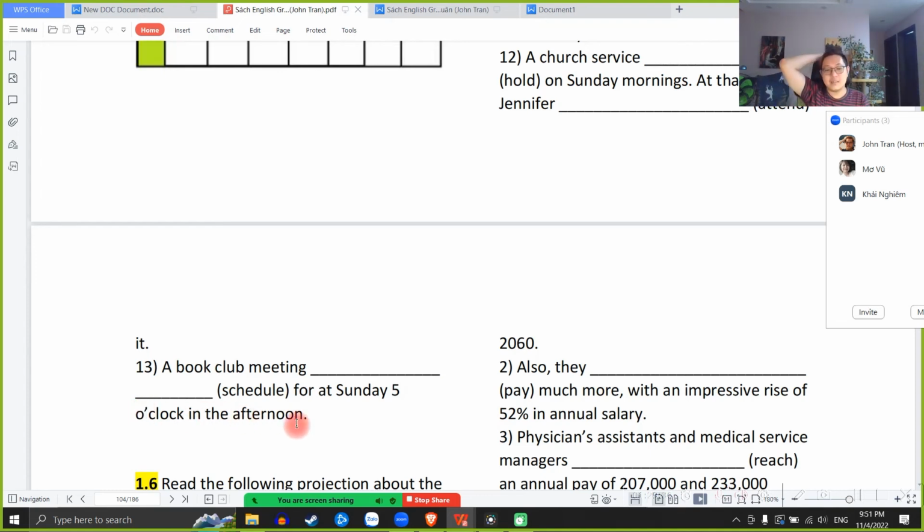Một cái buổi gặp với câu lạc bộ sách thì được lên kế hoạch, is scheduled, được lên kế hoạch, dạng bị động các bạn, is scheduled at Sunday 5 o'clock in the afternoon, được lên kế hoạch là chủ nhật 5 giờ vào buổi chiều, vào buổi chiều.